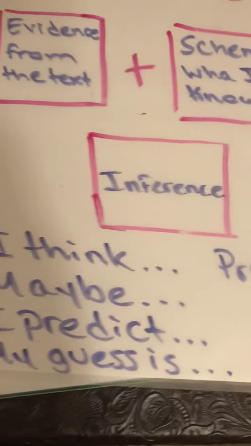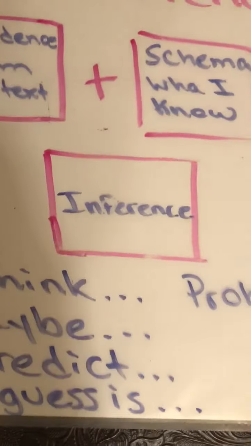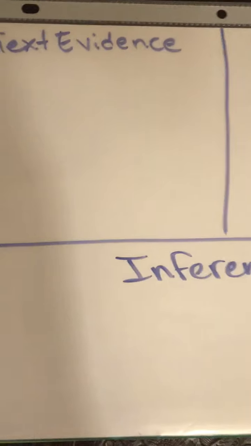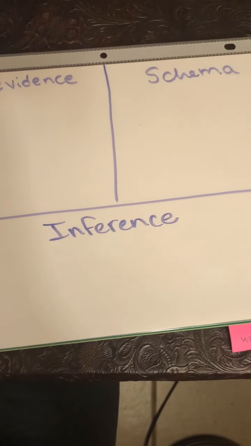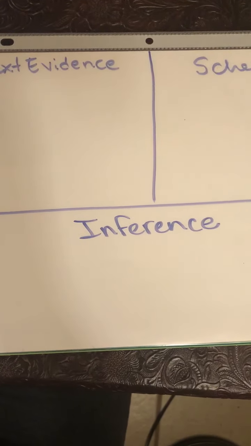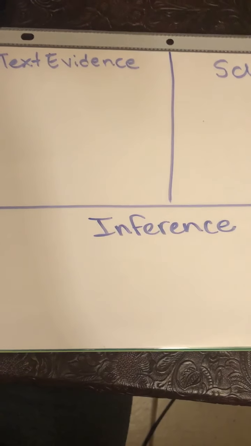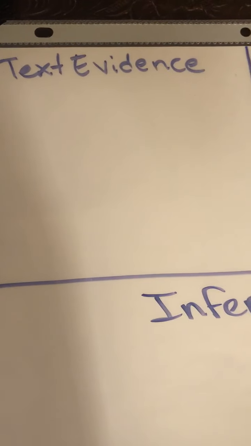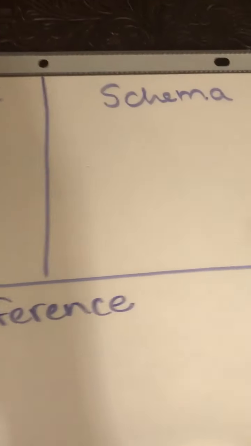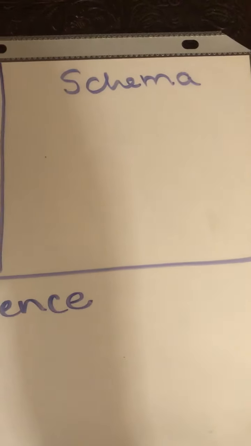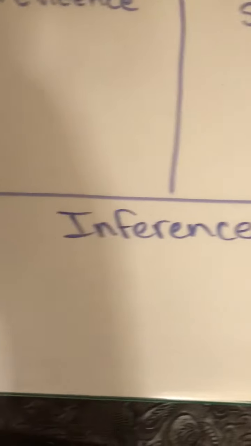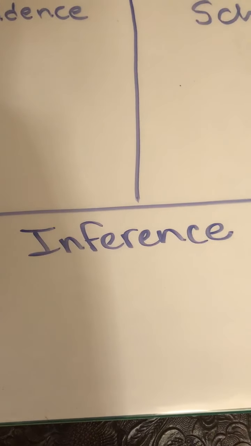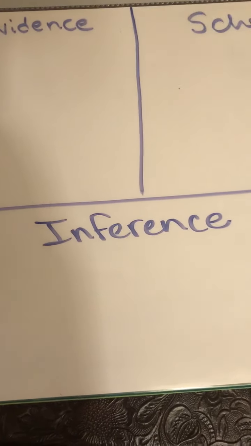Okay, and the activity that I have for us today is we are going to be using this graphic organizer to come up with our inference. So I am going to be reading you and showing you some little scenarios. We are going to find the text evidence and write it here in this box. We are going to write our schema, what we already know. And using those two, we are going to be able to make our inference. Okay? So let's move on.